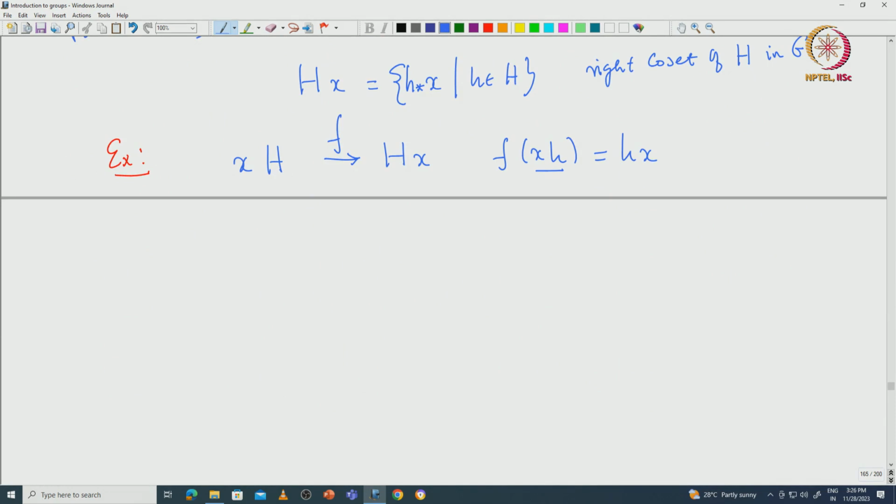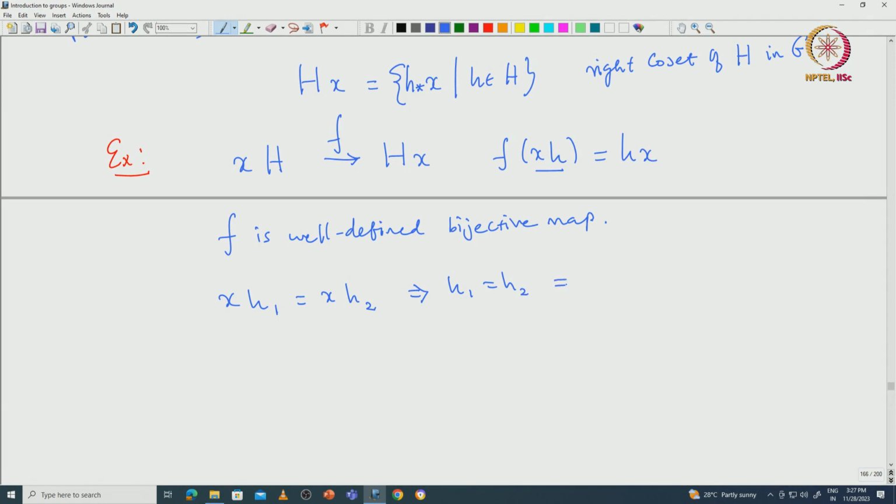It is not very hard to see that this f is indeed a well defined bijective map. How can one prove this? For example, well defined is obvious. If I take xh1 equal to xh2, then that immediately implies, by the left cancellation property, that h1 equals h2.